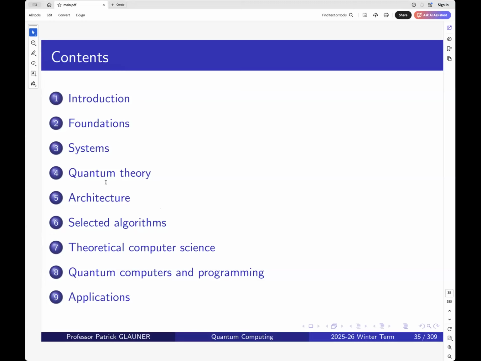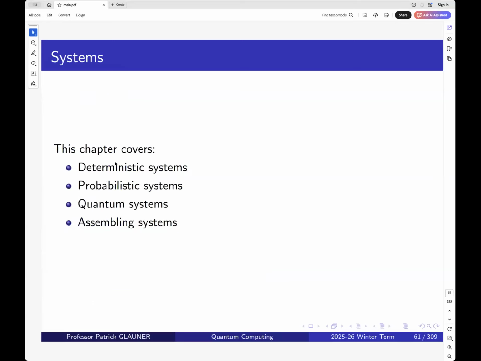And after we have explored systems, we will do quantum theory next week, and in about 2 weeks' time, hopefully, we'll be able to start with computations. Quantum theory is something we'll discuss next week in greater detail. But today, we're evolving there step by step.